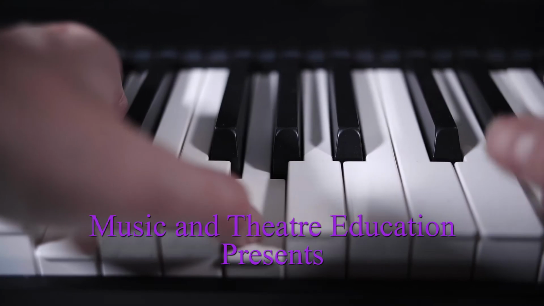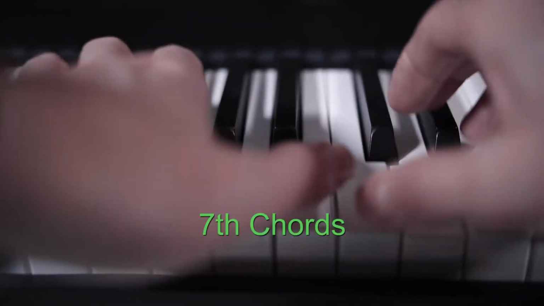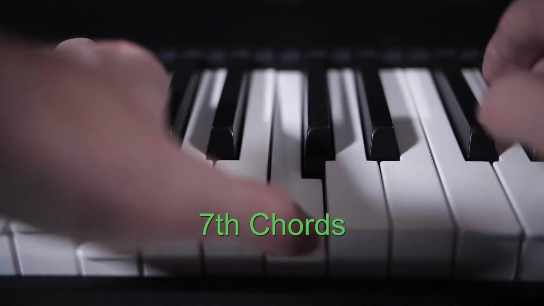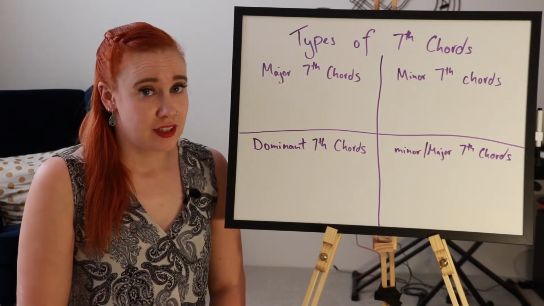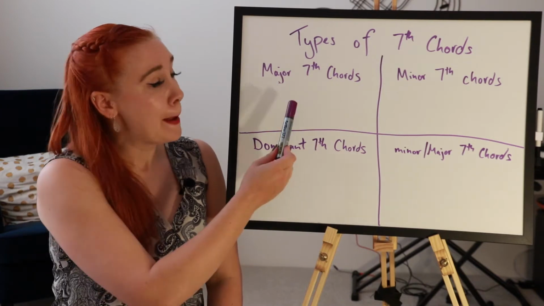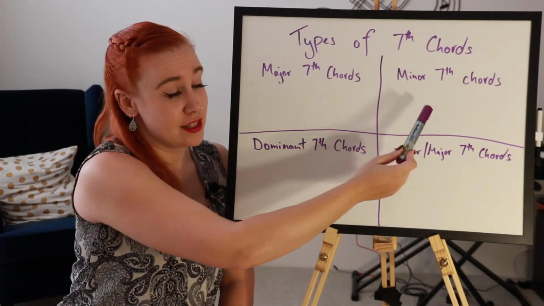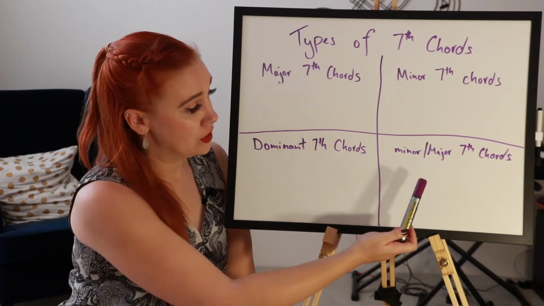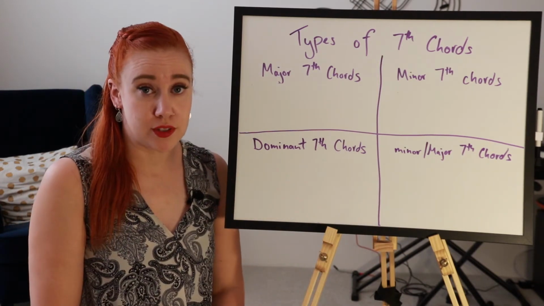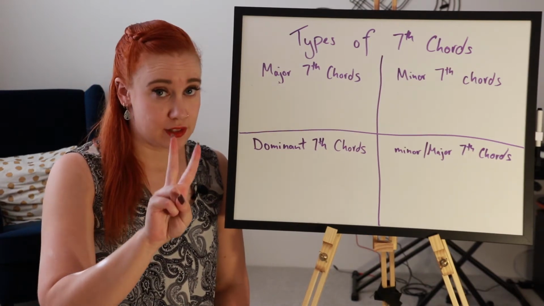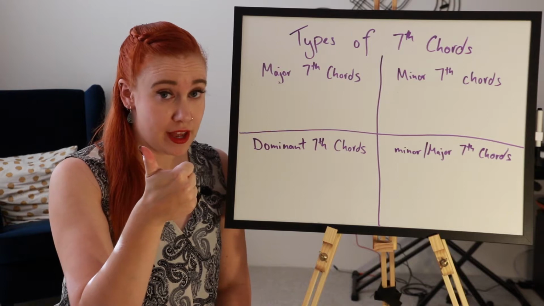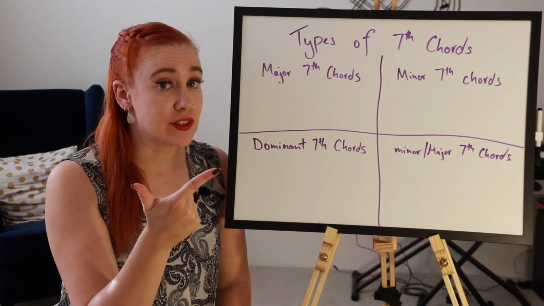Today you are going to learn about seventh chords. Okay, today we're looking at seventh chords. There are four different types that we're looking at: major seventh chords, minor seventh chords, dominant seventh chords, and minor major seventh chords. Now, all of these seventh chords are made up of two things: a major or minor triad and a major or minor seventh.